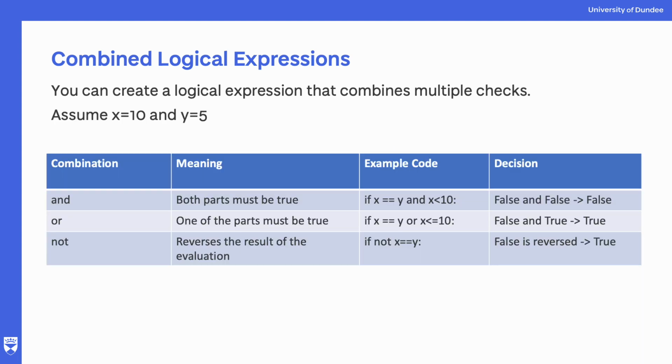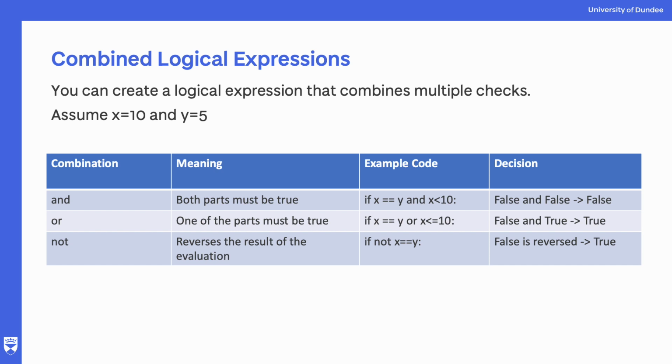We have three ways of combining the logical expressions. The first one is an AND. We've already seen that one, where we have two expressions and they both need to be true. OR is slightly different, and only one of the parts needs to be true.